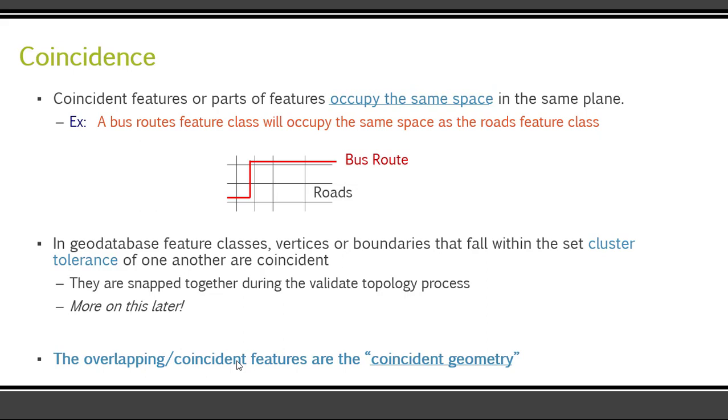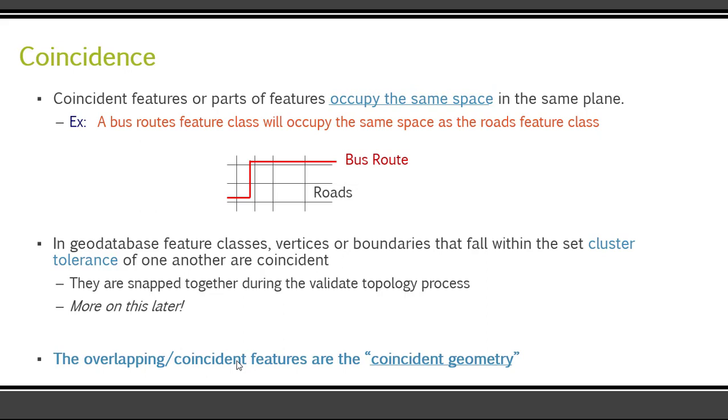Now, within GIS data, we have the ability to consider something coincident, even if it's not at the exact same precise point. And that's where we get into this concept of cluster tolerance. Cluster tolerance is very similar to the concept of XY tolerance. It is a distance within which things will be considered coincident. So if you have data that may not be exactly in the same place, you can manage through your cluster tolerance and say that all features within this specified distance should all be considered coincident, should all be considered in the same space.